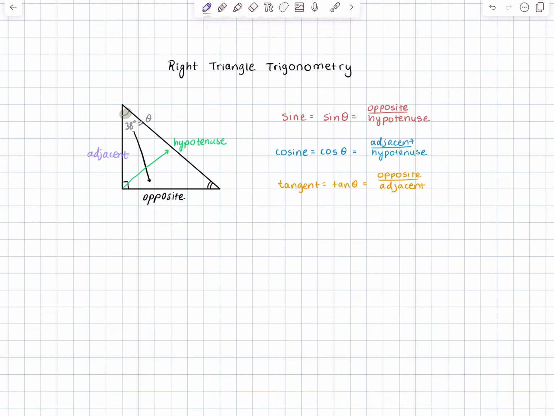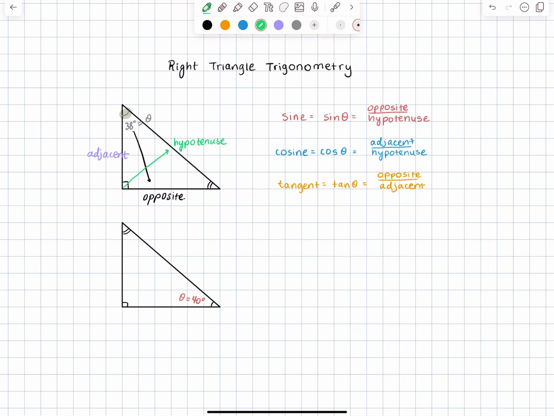So now let's look at another example. Let's say we had the same triangle or similar. This time we have our right triangle here. Let's say this was our focus angle and this was 40 degrees. So this is our theta. Let's start with the hypotenuse. Our hypotenuse is always going to be the same, right? Across from the 90 degrees. So right here, this is my hypotenuse.